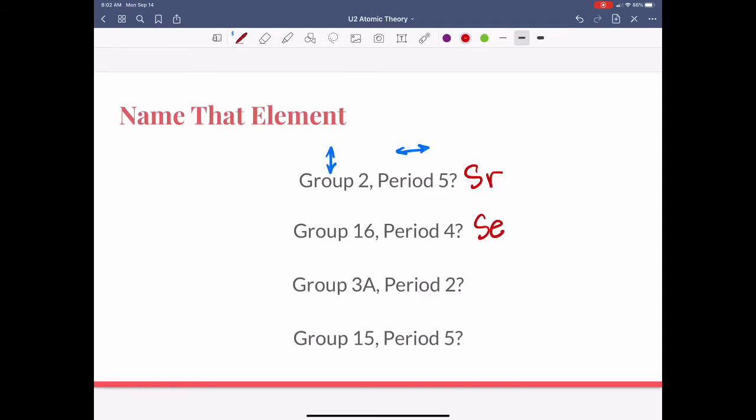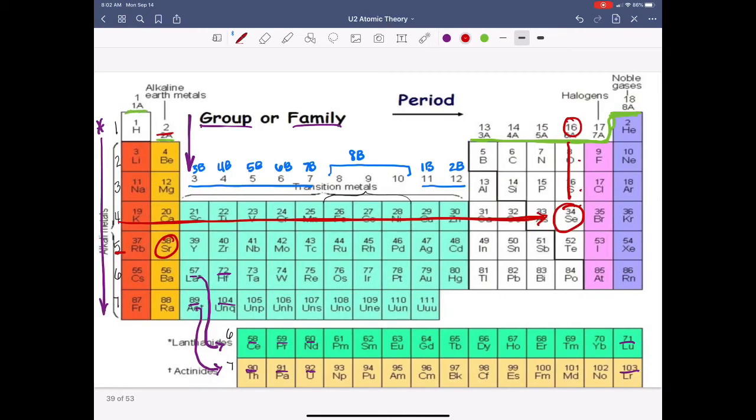SE. So make sure when you're doing that, notice we didn't just go 1, 2, 3, 4 blocks down, right? We only went 3 blocks down, but that's because He and H take up period 1. So make sure you're looking over here where your periods are labeled and following period 4 over. A lot of times people make the mistake of just counting straight down from the top of that group. All right, let's look at the next example.